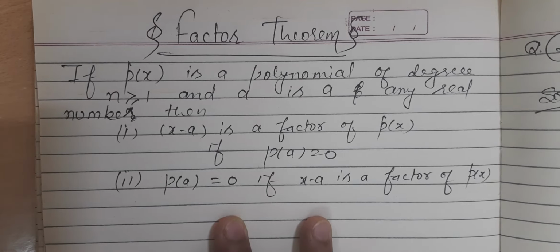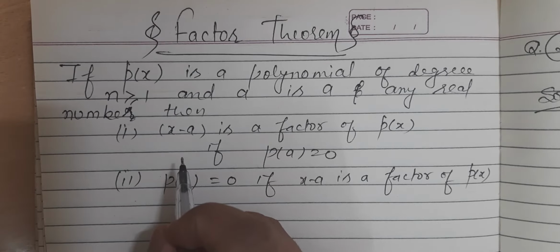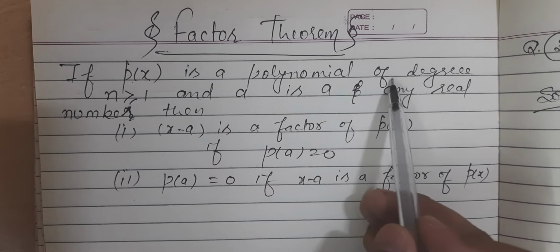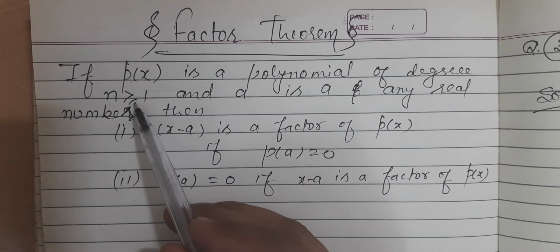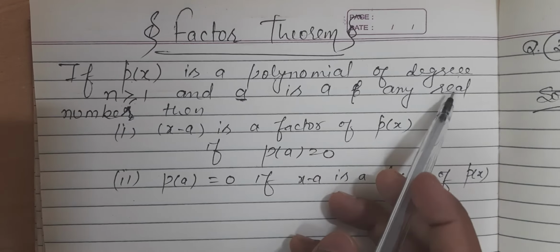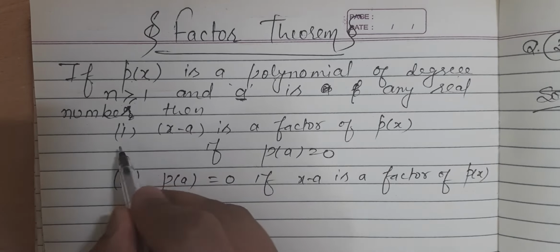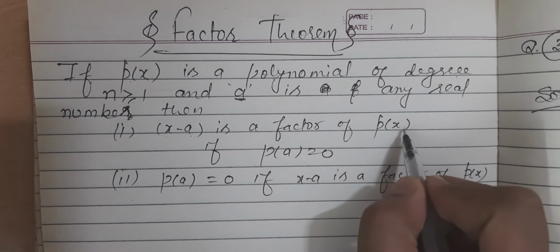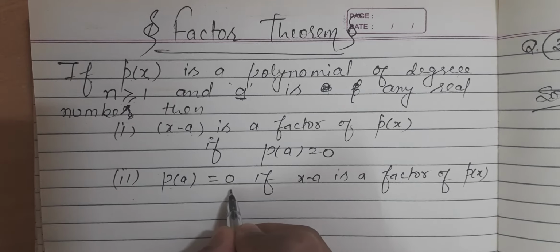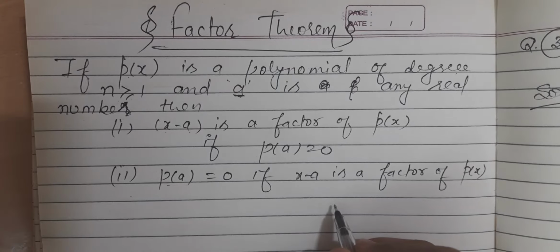Now the next topic is factor theorem. Let us first see the statement of this theorem. If p of x is a polynomial of degree n greater than or equal to 1 and a is any real number, then x minus a is a factor of p of x if p of a is equal to 0, and if p of a is equal to 0, then x minus a is a factor of p of x.